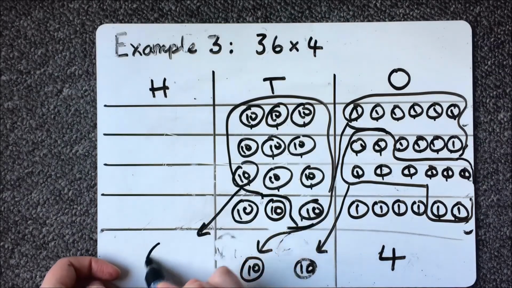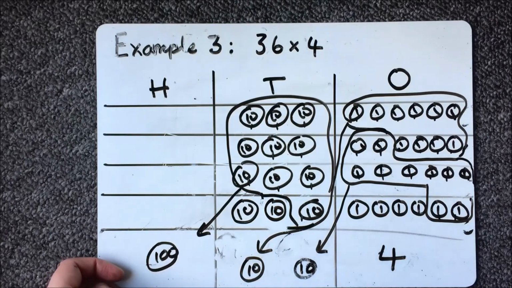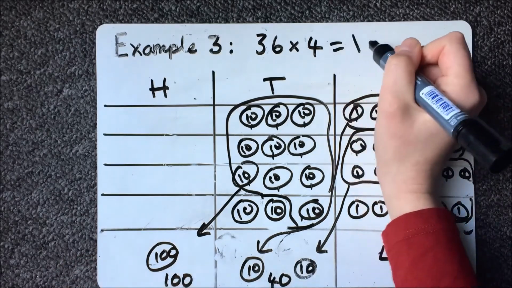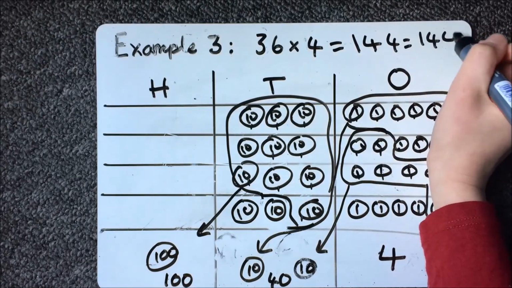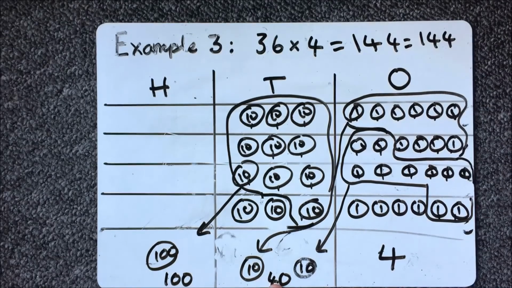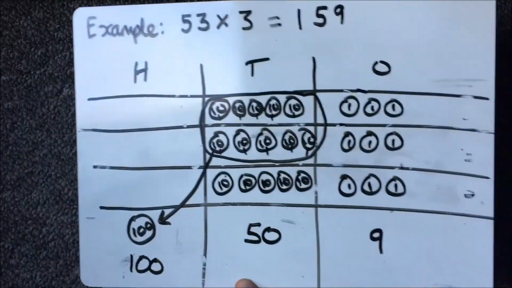Okay, let's move that into the 100s. What have I got left in here? 10, 20, 30, 40. And 100 in here. So my answer is 100, 4 tens, 4 ones. 144. What was the difference between this one and that one?